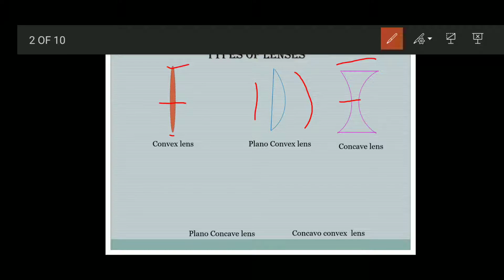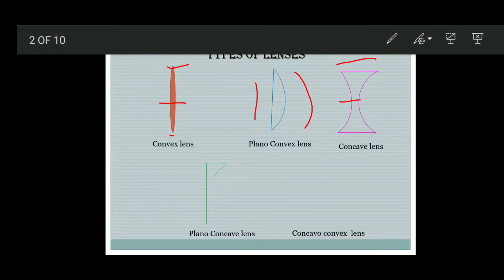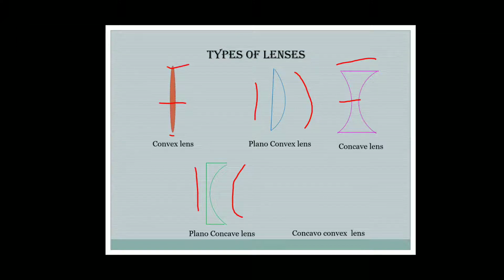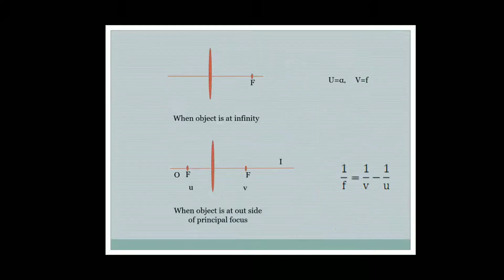Another type of lens is called the plano-concave lens. One side is plane and the other side is concave in shape. This is plane, this is concave, so that is called a plano-concave lens. And one more lens is the concave convex lens. One side is concave and the other side is convex. This is concave, this is convex, so this is called a concave convex lens.